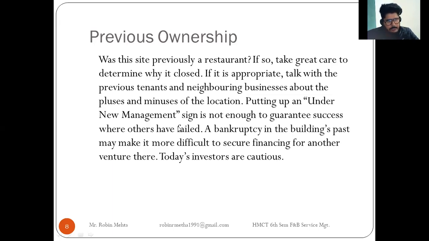And neighborhoods, I already told you, from neighborhood businesses you can get the pluses and minuses of that location, like what will be helpful for this location, what will not be helpful, how I can increase the revenue of that particular place, and what type of menu I can put over there.